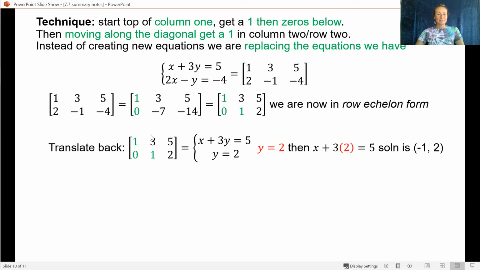And then x plus 3y equals 5. So knowing that y equals 2, we can substitute y equals 2 back into this equation and get that x is -1.